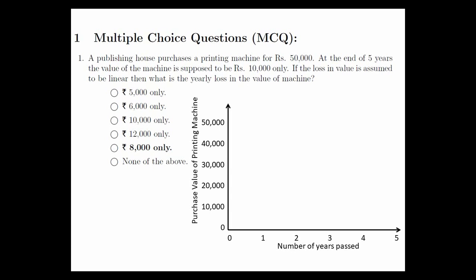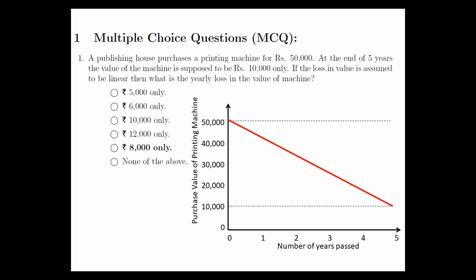Now, as the loss in value is assumed to be a linear function, we can actually draw a straight line from 50,000 at t equals 0 to 10,000 rupees after 5 years. So, we can draw a line in between these 2 points. This is the straight line which can be drawn.